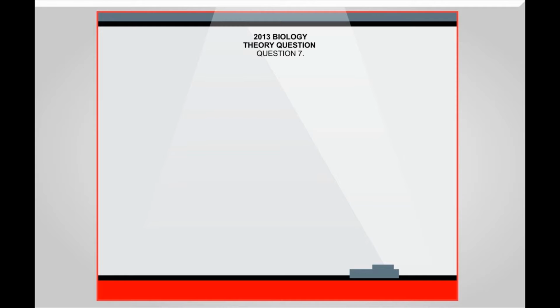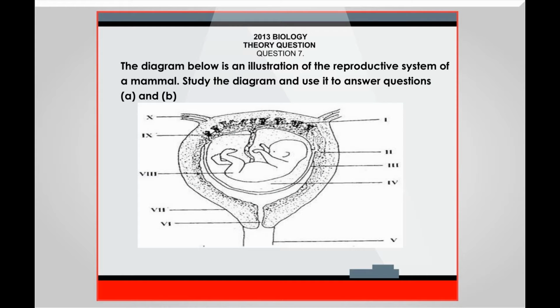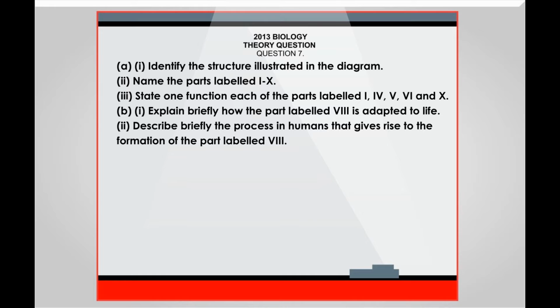Question 7. The diagram below is an illustration of the reproductive system of a mammal. Study the diagram and use it to answer questions A and B. A. Identify the structure illustrated in the diagram. Name the parts labeled I to X. State one function each of the parts labeled I, IV, V, VI, and X.